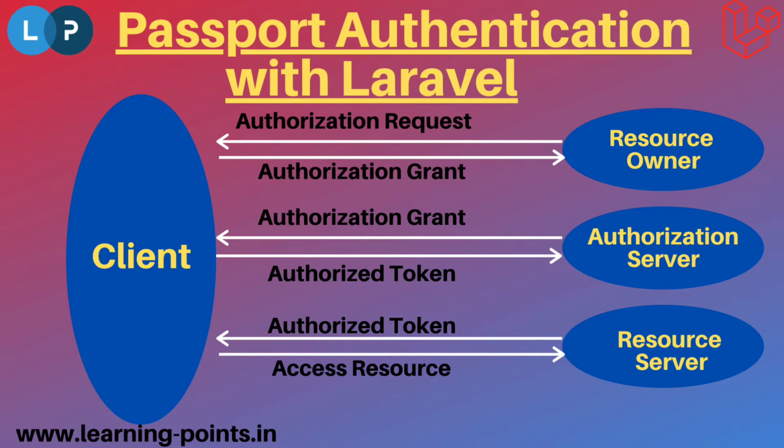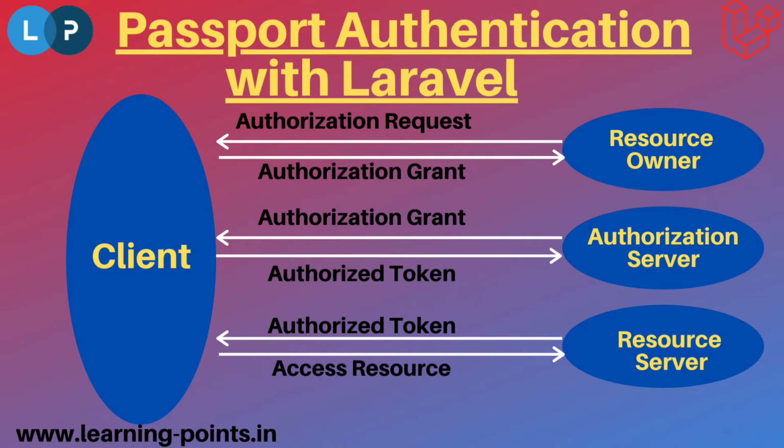Then the response comes to the authorization server through the client, and it generates an access token. Basically, this checks the authorization and grants your request, and finally this token is used to access your application. This is the resource server, finally accessing it. So this is the OAuth2 flow, and Laravel Passport follows this rule.